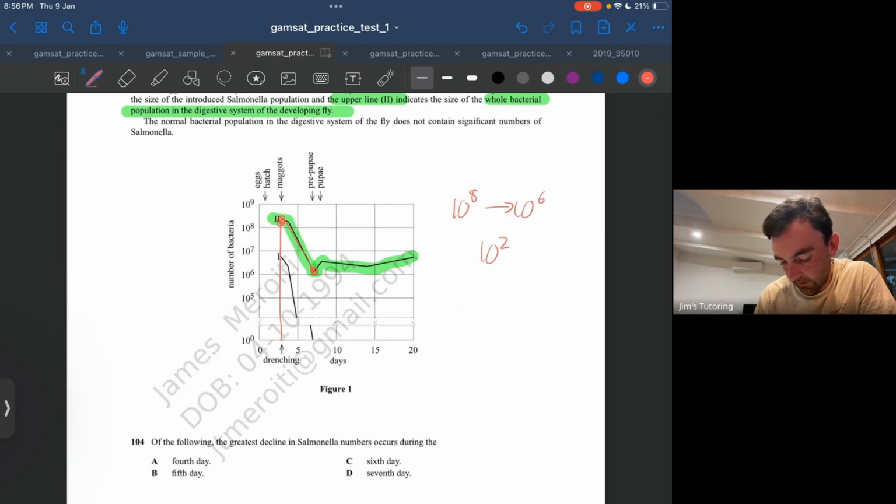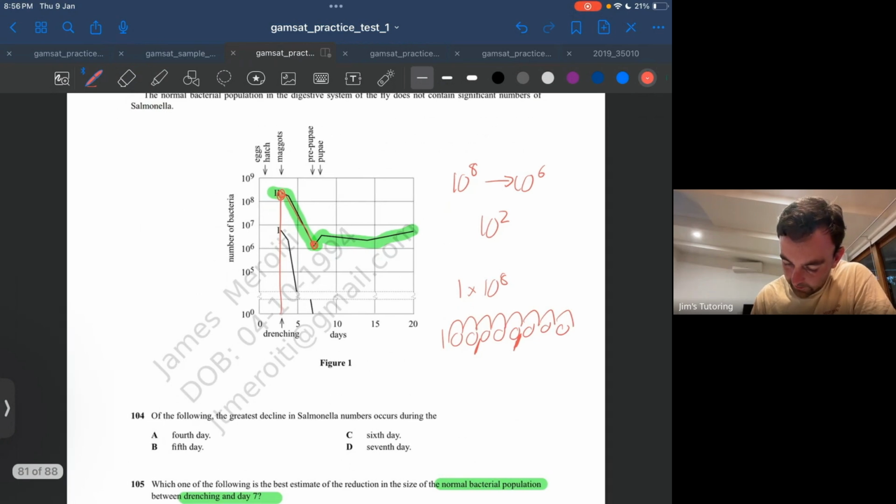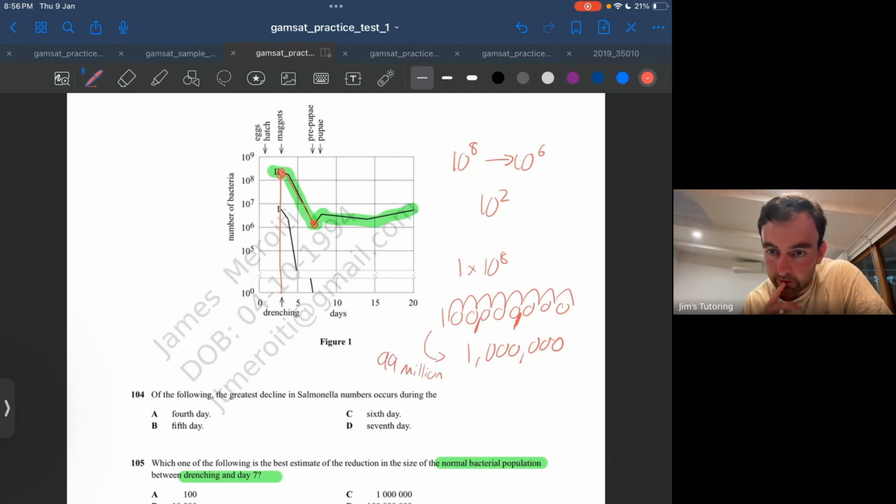So if you actually think about it, 1 times 10 to the 8 is 1, 1, 2, 3, 4, 5, 6, 7, 8. Huge number. 100 million. And 10 to the 6 is actually 1 million. So our decrease is actually 99 million. Just in that. How do we know it's a log scale?